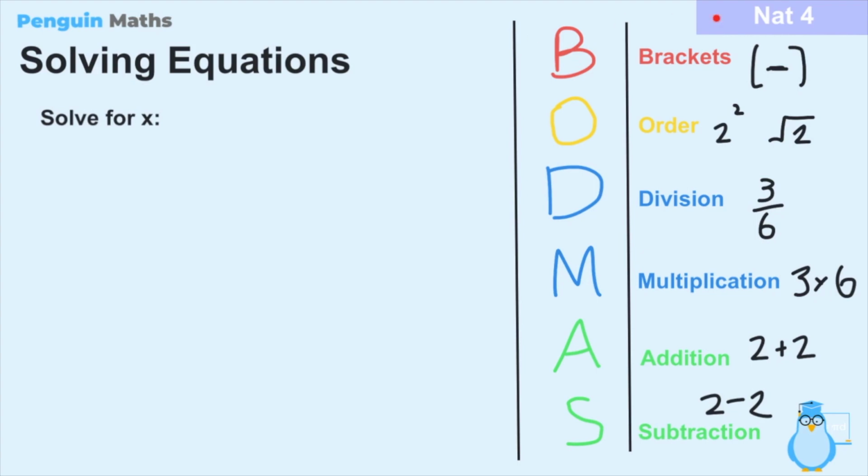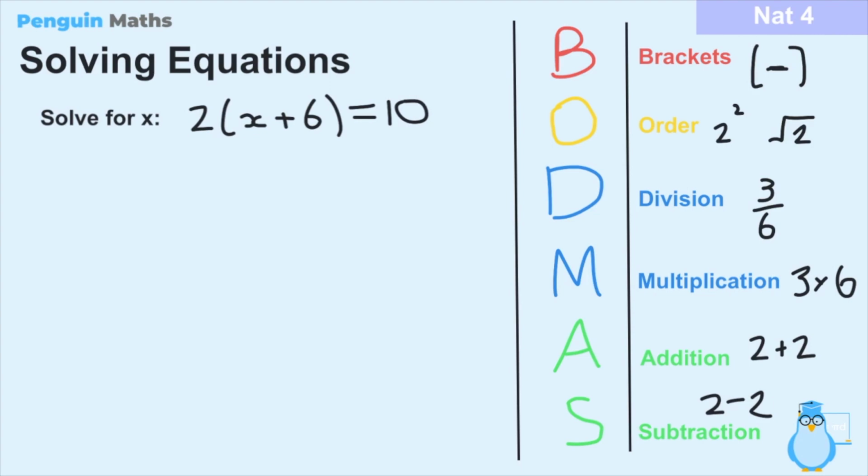So to recap, we begin with brackets, then we get rid of any squares or square roots, which is called order, and then any division or multiplication signs, and then finally we get rid of the addition and subtraction signs. So what we're going to do now is do the example that we had previously again, to see if it's easier for us to understand by looking at this thing called BODMAS, so we know what to do first in order to solve for x.